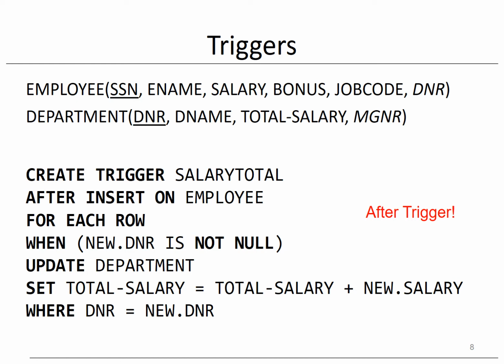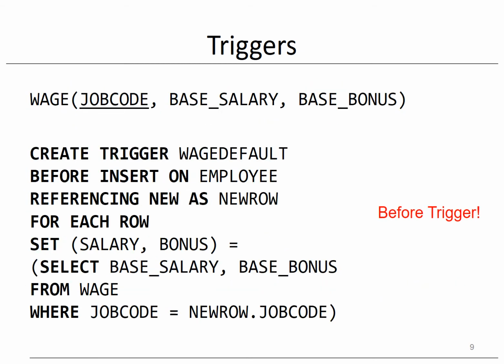The trigger is executed for each row or tuple affected by the insert, and first verifies if the department number of the new employee tuple is null or not before the update is performed. A before trigger is always executed before the triggering event can take place.